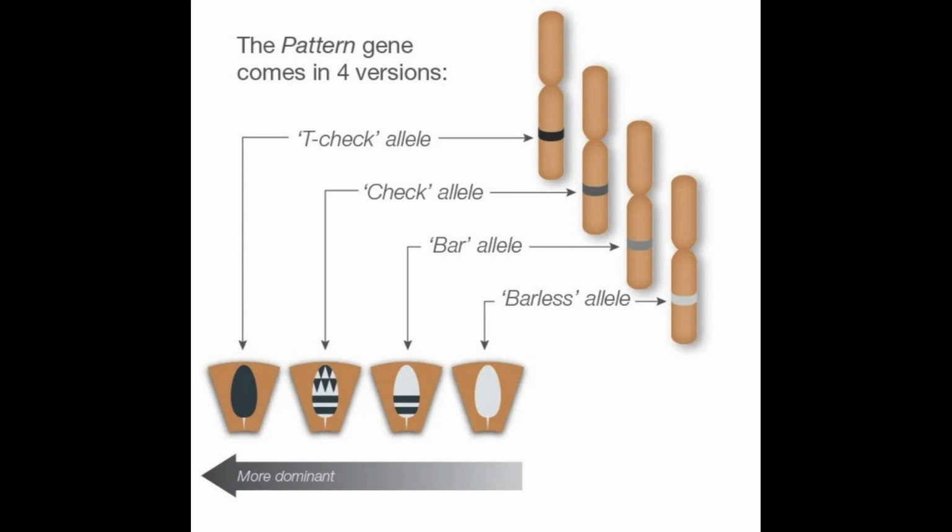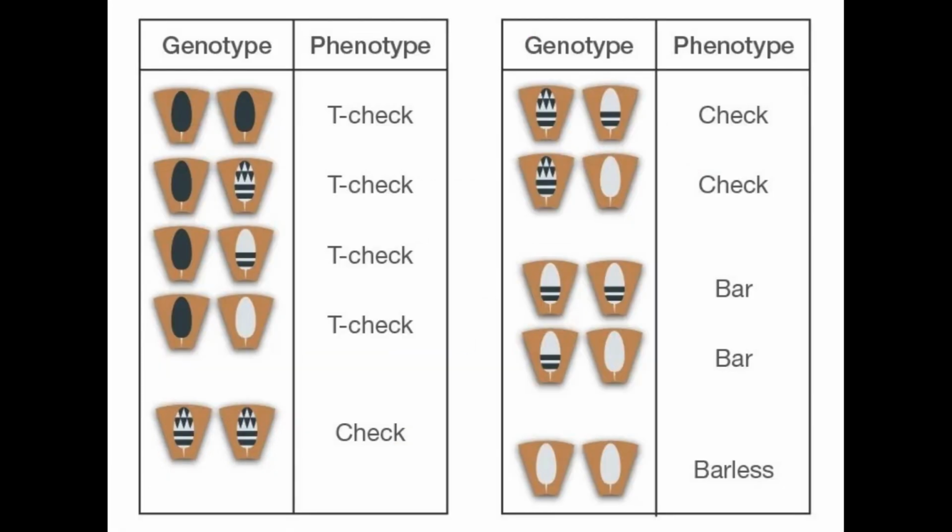While this dominance pattern generally holds up, sometimes the less dominant allele does have a small effect on the phenotype. For instance, a bird with 1 T-check allele and 1 bar allele may have flecks of lighter feathers rather than a solid black wing. The pattern is a great example that shows the relative aspect of dominance and recessiveness. An allele is never simply dominant or recessive. It is always dominant to or recessive to another.